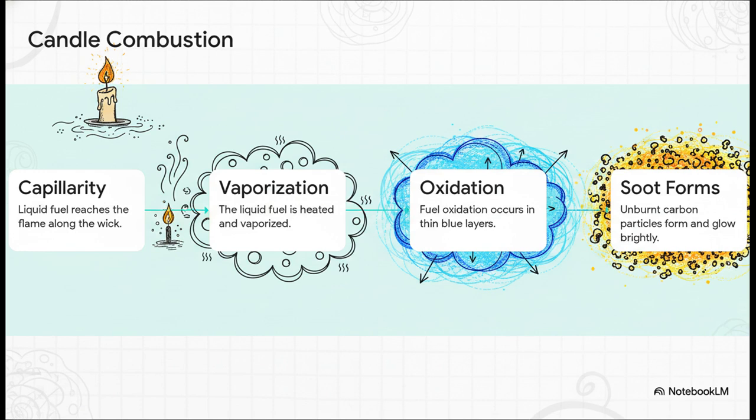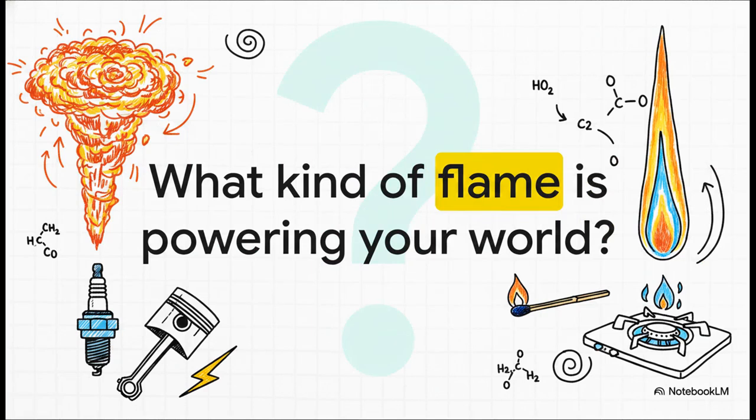Third, that gas drifts outward until it meets the oxygen in the room and oxidation happens in these very thin blue layers right at the interface. But here's the kicker, step 4. Because the oxygen has a really hard time reaching the center of that vaporized fuel cloud, a lot of the fuel doesn't burn completely. Unburnt carbon particles form inside the flame. The intense heat of the reaction makes these microscopic soot particles glow brightly, and that's exactly what gives the candle its signature warm yellow light. It's truly amazing, isn't it?